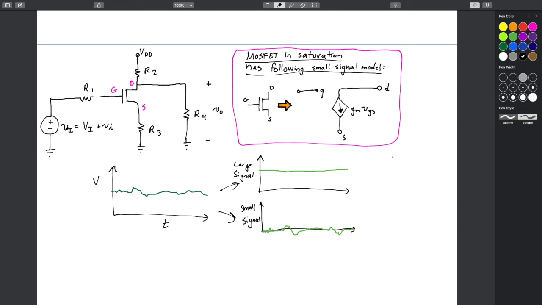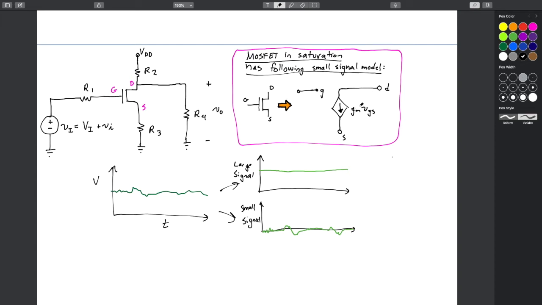When those are summed together, they become the total signal, right here. We usually represent the total signal with a lowercase variable and capital subscript. The large signal is a capital variable with capital subscript, and the small signal is a small variable with small subscript. Different components, based on their operation, end up having different types of small signal models. It just so happens that the MOSFET, when it's in saturation, which it will be for this problem, ends up looking just like this right here.